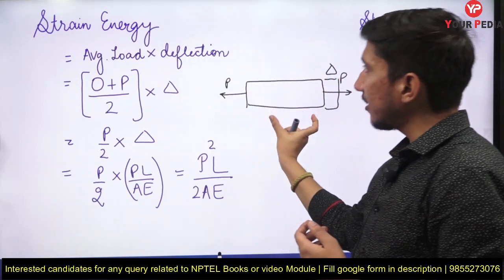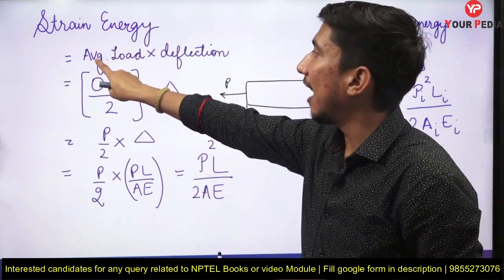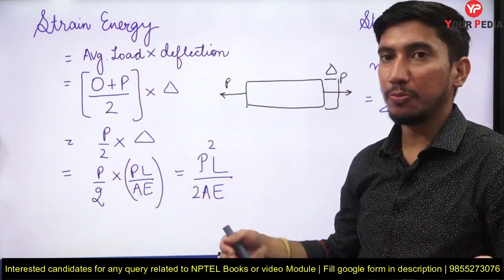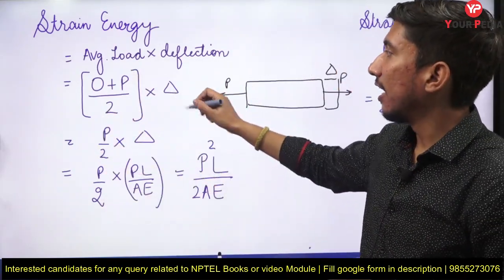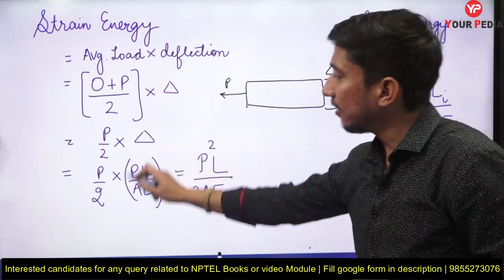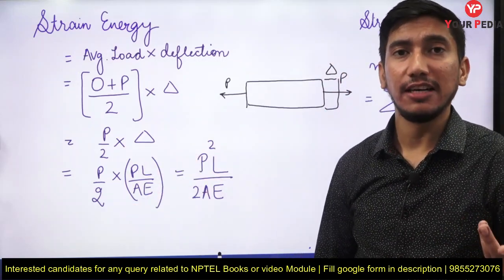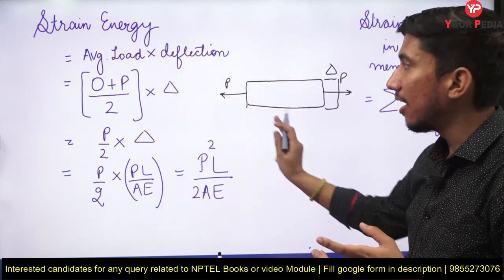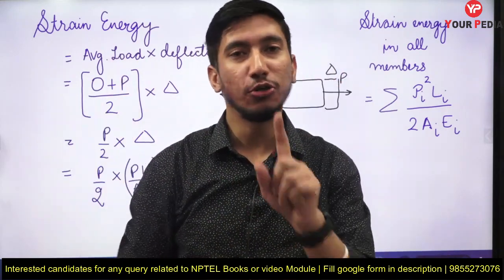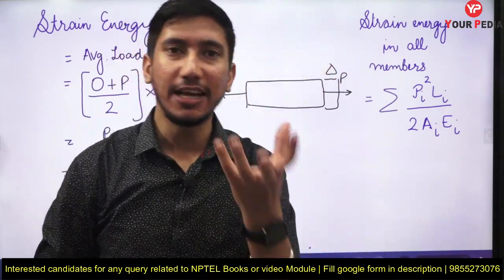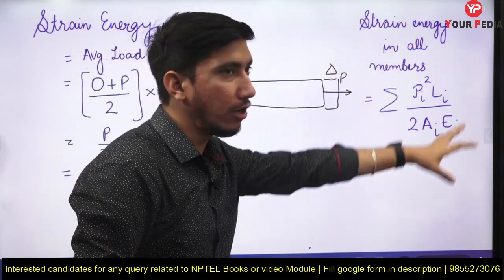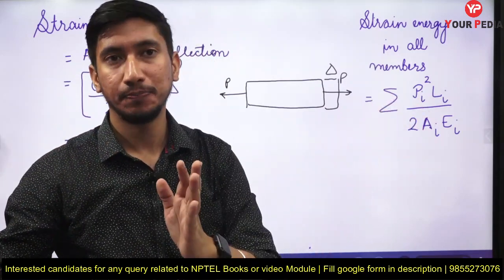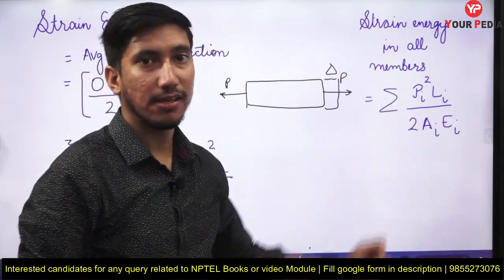So the strain energy in this member under P dash loading will be the average load into deflection. What is the average load? In the beginning it was 0, in the end it was P, so the average is P divided by 2, into the deflection. Now deflection, as we know, we can write in this form. So the strain energy of this member under axial loading becomes this. Now we want the strain energy of the whole structure, not only a single member. The whole structure is under axial force only, so the strain energy of all members becomes this. We find the strain energy of every member and then we add them. This is what the summation symbolizes. Now I have this.